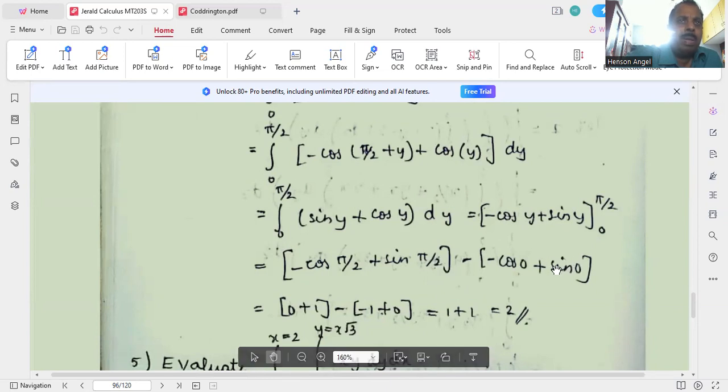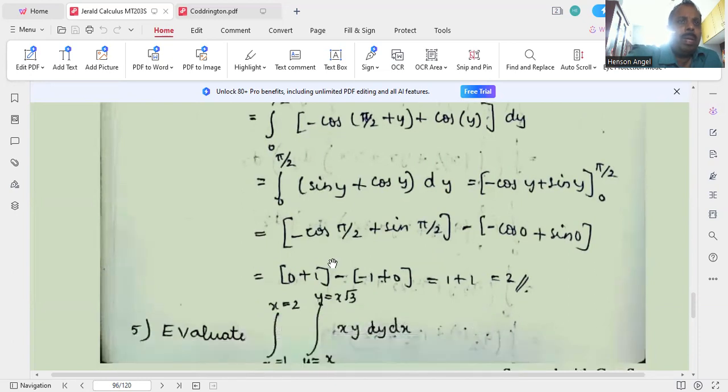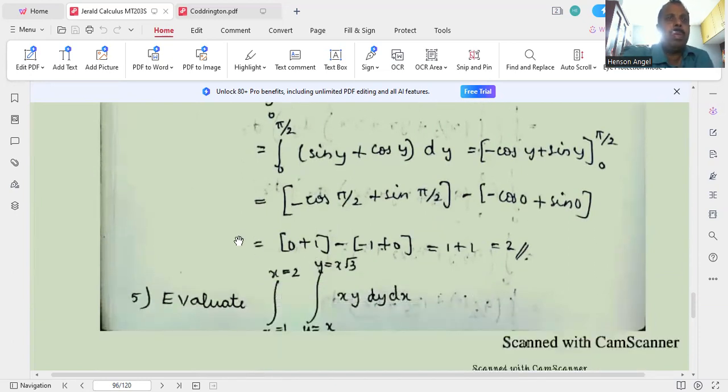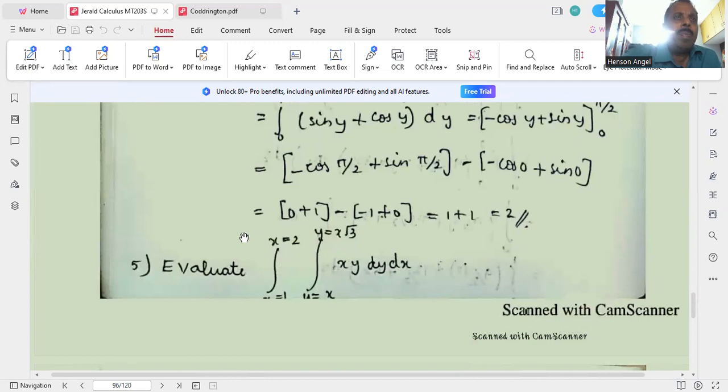So sin 0 value is 0. So minus 1 plus 0. Here minus 1 plus 1. So 1 plus 1 equal to 2. So this completes the problem. Fourth problem. Next, fifth problem.